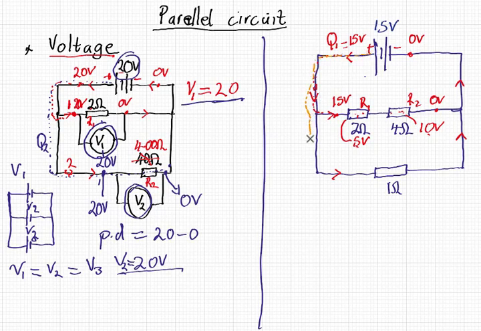Test charge number 2. At this point, my test charge number 2 has a voltage of 15, right? Up to this point is 15 volts. After this resistor, there is no other component, so immediately after this resistor, it should have 0 volts.